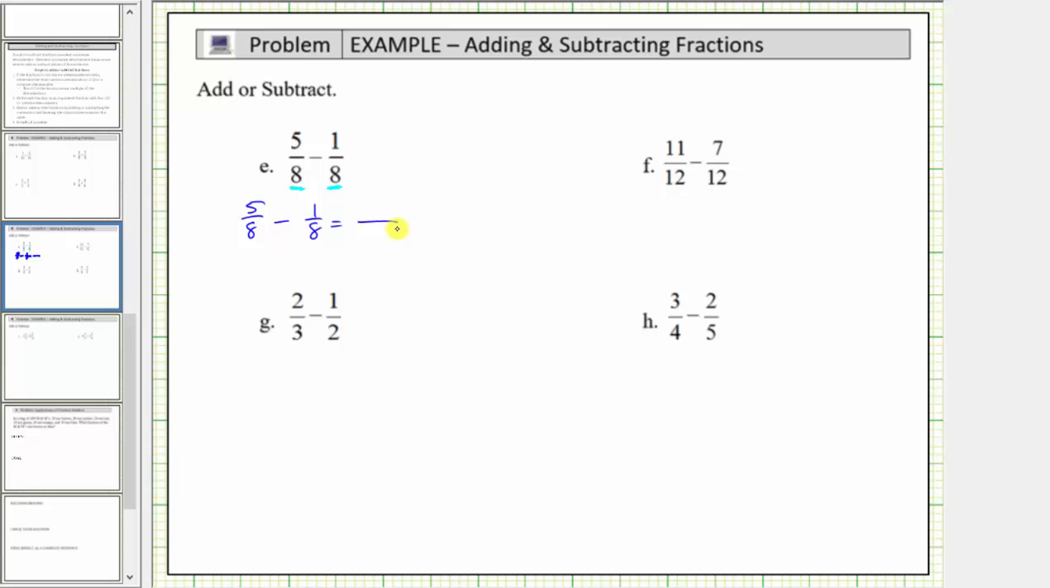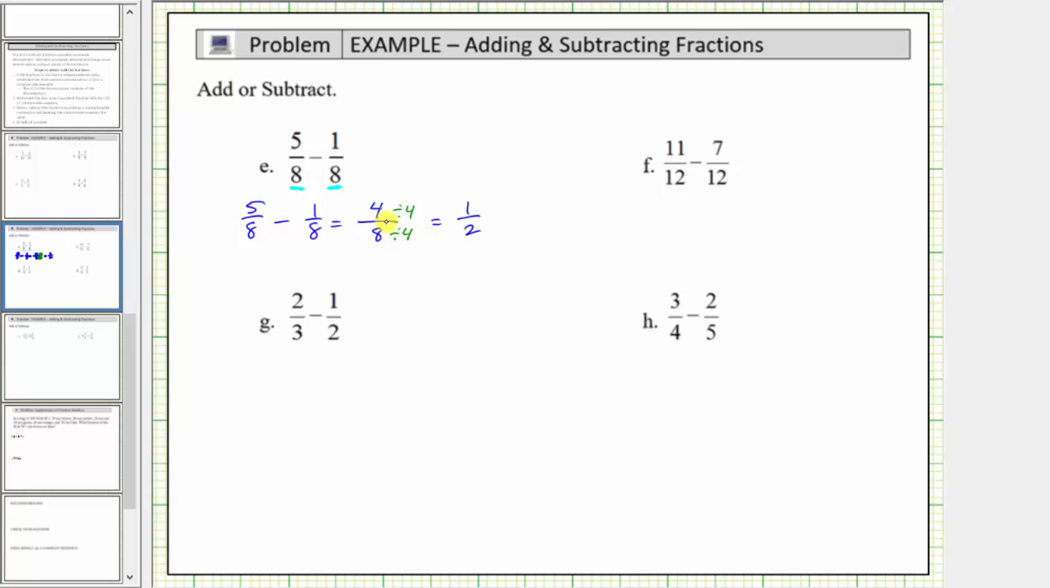we subtract the numerators. 5 minus 1 is equal to 4. The denominator remains 8. So the difference is 4/8, but the fraction 4/8 is not simplified because 4 and 8 share a common factor of 4. One way to simplify the fraction is to divide the numerator and denominator by 4. Well, 4 divided by 4 is equal to 1, and 8 divided by 4 is equal to 2. The simplified difference is 1/2.